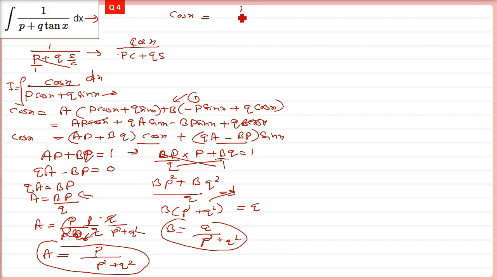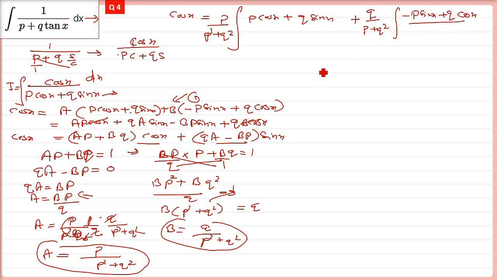So cos x has now become, now let's introduce the integration. It's a into p cos x plus q sin x. What is a? It's p by p square plus q square. What is inside? p cos x plus q sin x. What is the second term? It's b into, what is b you got? It's q by p square plus q square. And integration, it will be negative p sin x plus q cos x, divided by what? Because denominator was already there. It was p cos x plus q sin x. You can write p cos x plus q sin x here. Here also you can write p cos x plus q sin x. Now these two get cancelled.